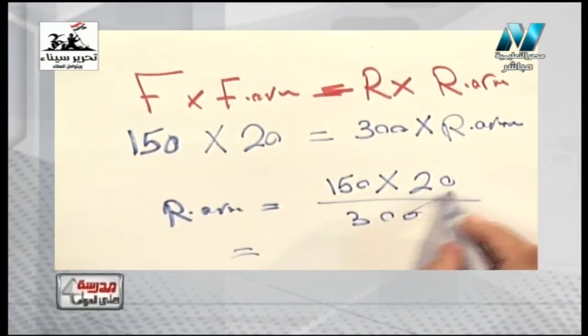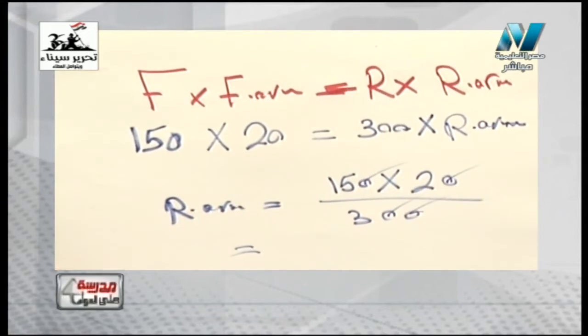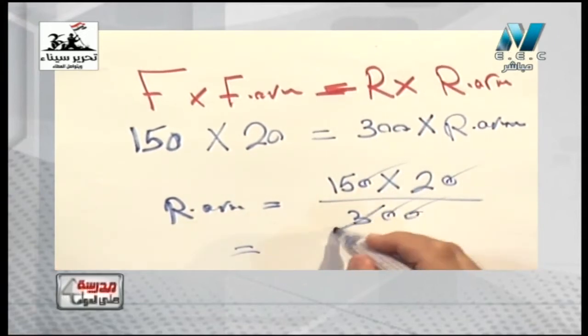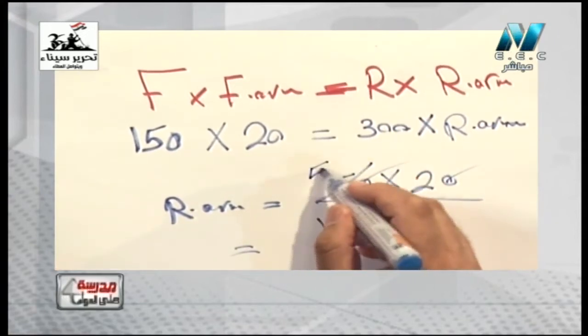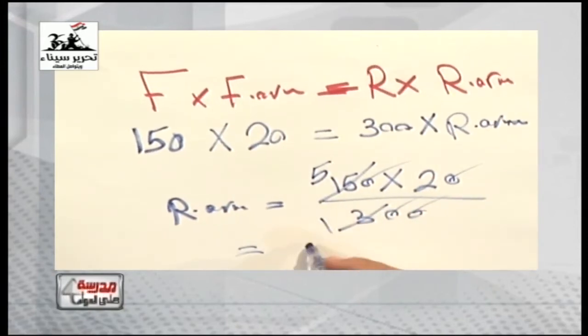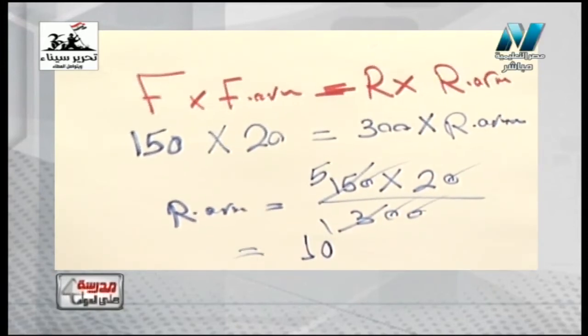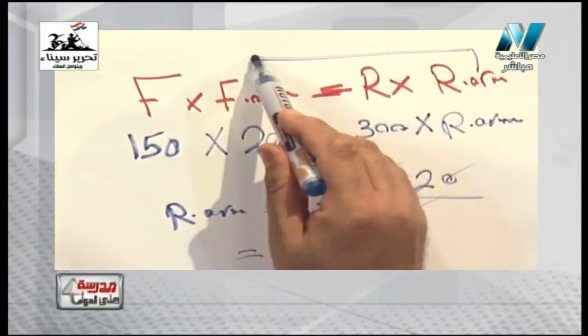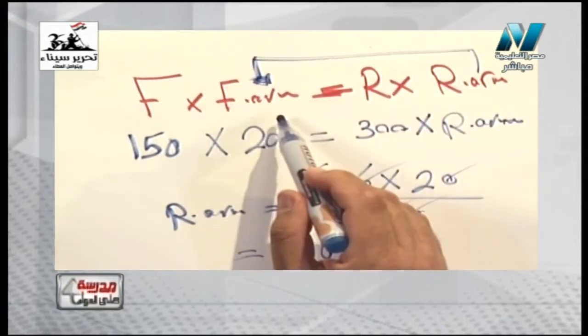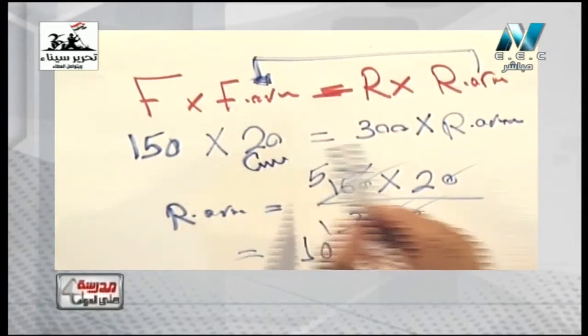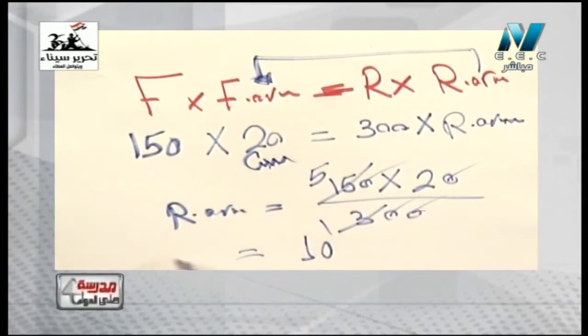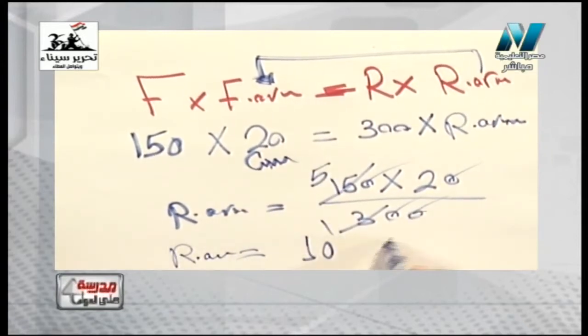So I can omit two zeros with the two zeros, or use the calculator of course. Divide 3 equal 1. Divide 3 equal 5. So 5 by 2 equal what? Equal 10. 10 what? Effort force arm has the same unit of the resistance arm. So this arm is here with centimeter and also the resistance arm will be 10 centimeter.